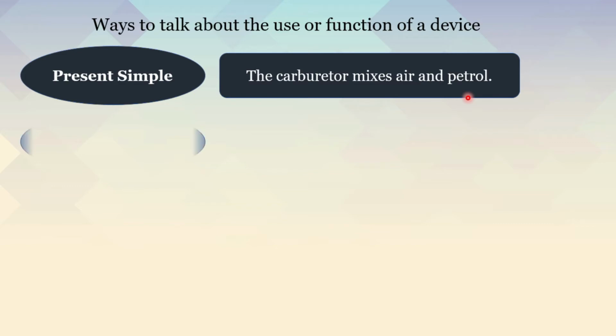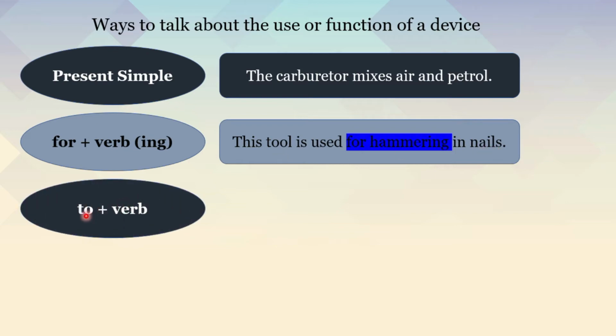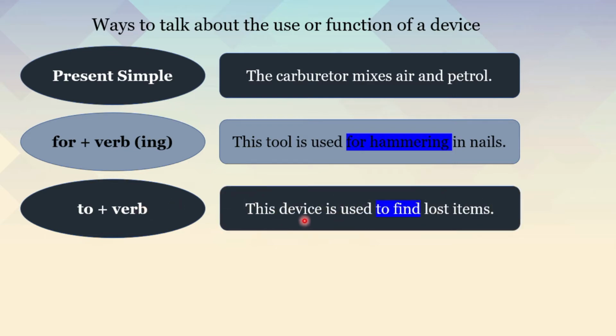We can also use the structure for followed by verb with ing. For example, this tool is used for hammering in nails. We can also use to followed by a verb that is the base form of the verb. For example, this device is used to find lost items.